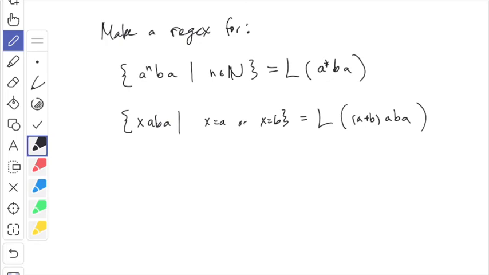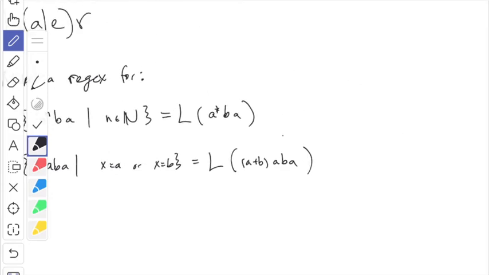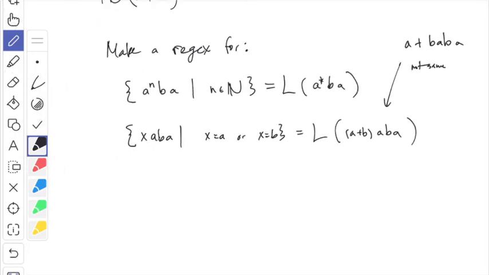Actually, it's not ambiguous. If you left the parentheses out, it would be interpreted like that. And now this means either A or BABA, which is different from what I wanted down there. These are not the same. Okay, how about, I got a few more here.